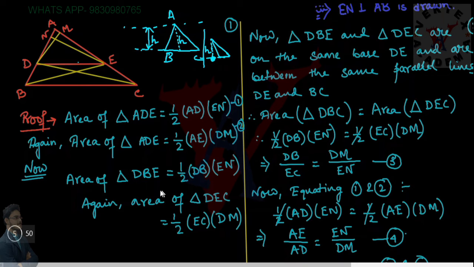So now we are equating the two areas of triangle DBE and triangle DEC. Area of triangle DBE equals area of triangle DEC. We are just equating half into DB into EN equals half into EC into DM, and from that we finally come to the point where DB by EC equals DM by EN.